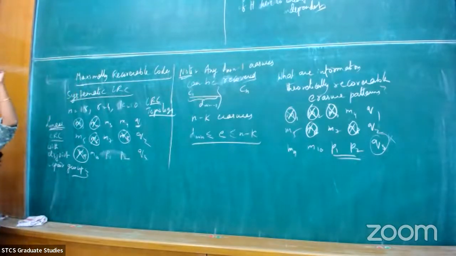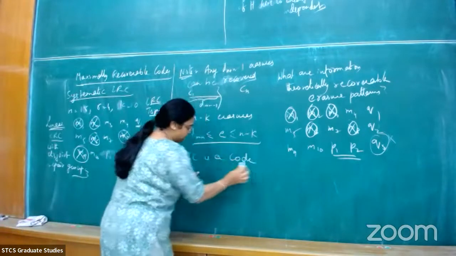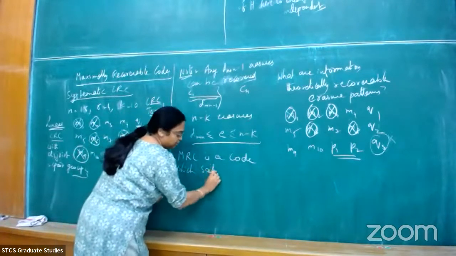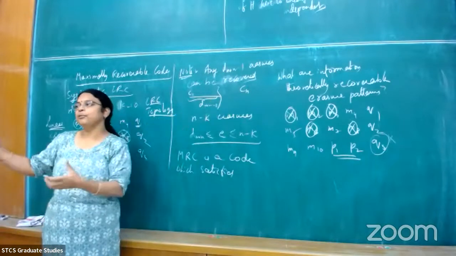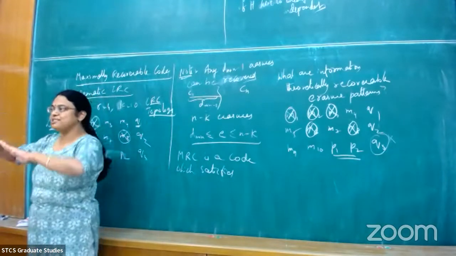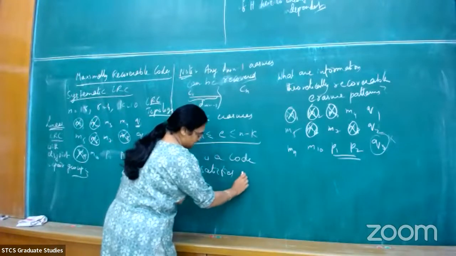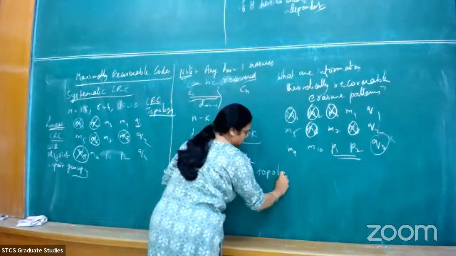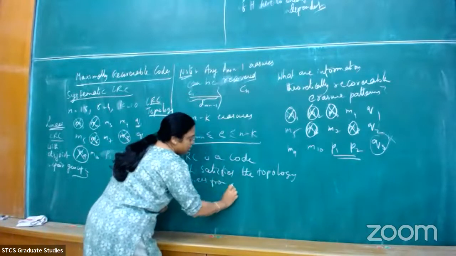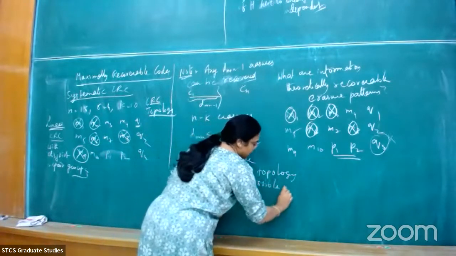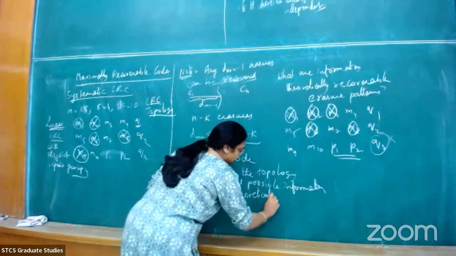And that's why it's called maximally recoverable. The MRC is a code which satisfies a certain topology, whichever is given to you. In this case, I'm giving you this topology, it's called the LRC topology, right? But in general, if you want to talk about MRCs of different topologies, all that will change is what are the functions that you are allowing. So an MRC is a code which satisfies the topology and recovers from all possible information theoretically recoverable erasure patterns.